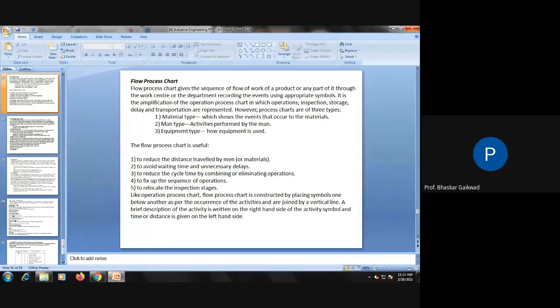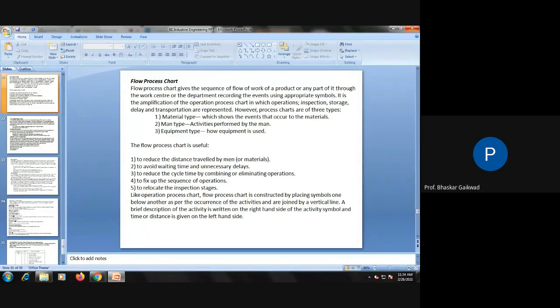Either you can make this right hand or left hand. There is no question, it depends upon you. Distance and times must be on one hand side. After that, the symbol, and after that the activity should be there. So five types of symbols you can use: material movement, transportations.